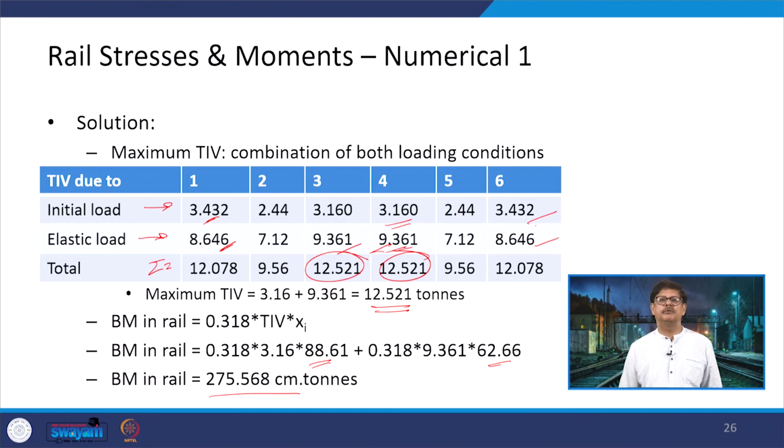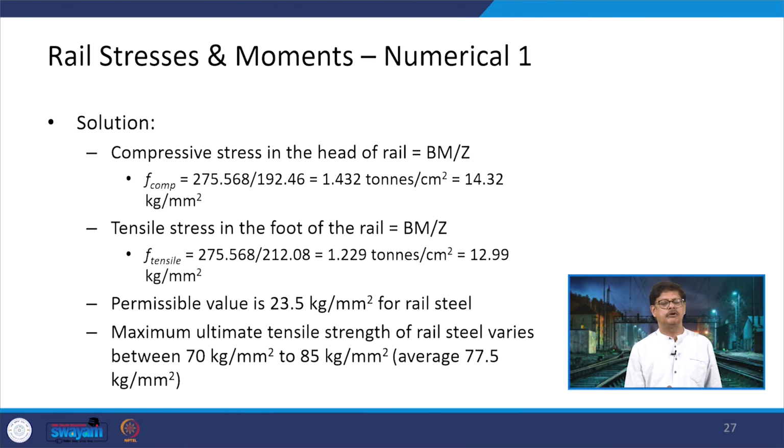Now, once you have got the bending moment, and if you have the Z values available to you for the compression and tension, then considering those Z values, what we can get is the F in compression and F in tension. Now, with respect to these values of F in compression and tension, one thing is given: the permissible value is 23.5 kg per mm square for all rail steel, and the maximum ultimate tensile strength of rail steel varies between 70 to 85 kg per mm square with an average of 77 kg. So, this is a rider. So, on the basis of that, we can check whether what we are getting is within permissible conditions or not. So, with this we close our discussion here on the bending moment.